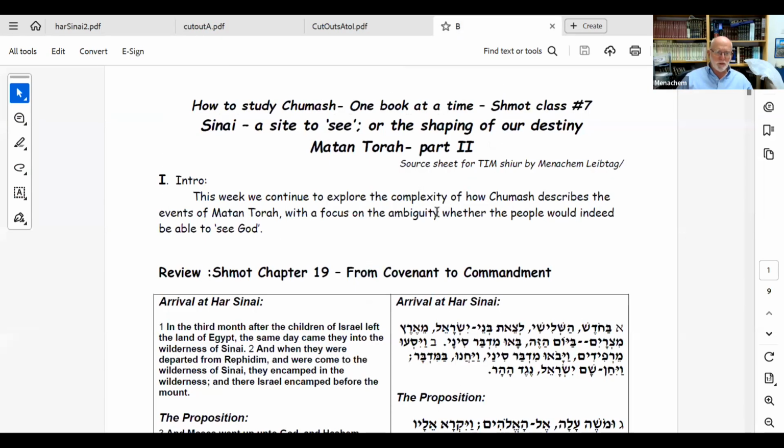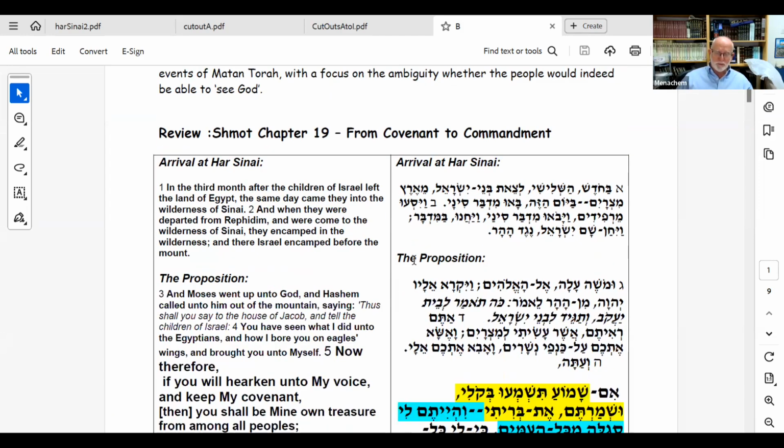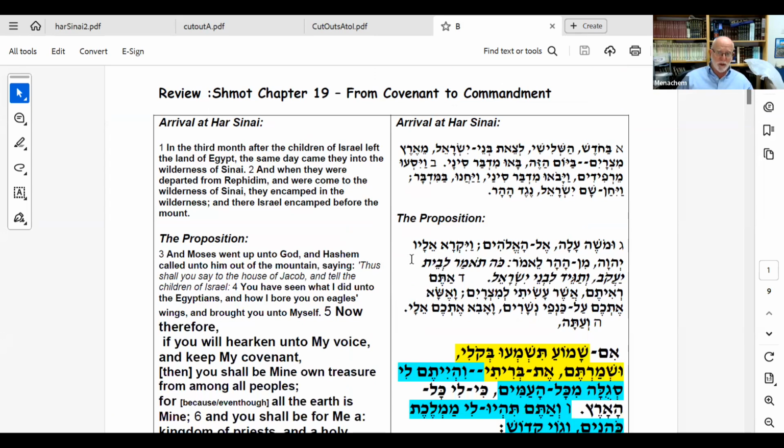Okay, first thing I need to do is review. So we'll continue to explore the complexity of Mamad Har Sinai and focus on the ambiguity, whether the people could see God or not. The main thing we did last week, which I think was probably the most important point we made, is that before we receive what we call the 10 Commandments or the 10 Statements, we enter a covenant. There's a proposition, which in theory, we could say no to, but we said yes to.